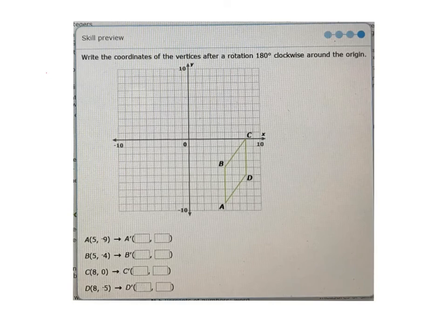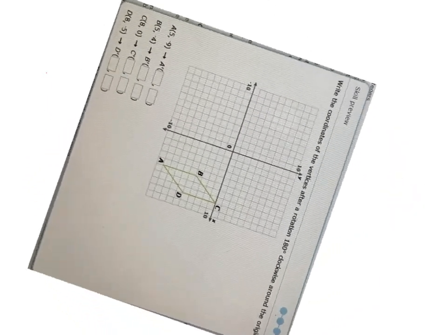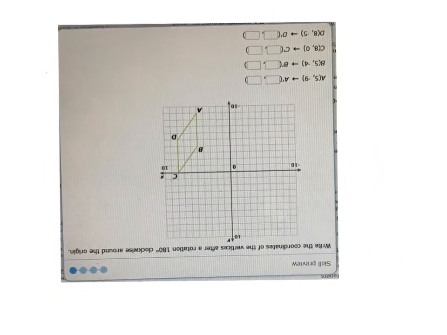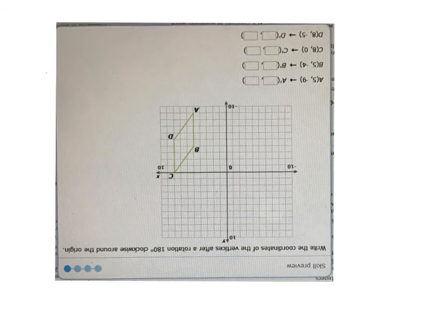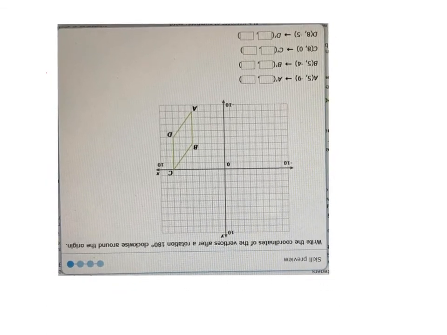In this last example, it's the same concept. We're looking at the point coordinates again, and this time with a shape, a parallelogram type shape. Write the coordinates of the vertices after a rotation of 180 degrees clockwise around the origin. So let's just try it first, see how it looks. So we go 90, 180. We notice that it ends up in the top left quadrant and that it is touching the x-axis and kind of pointing in towards the y. Let's keep that in mind just to make sure we're on the right track.